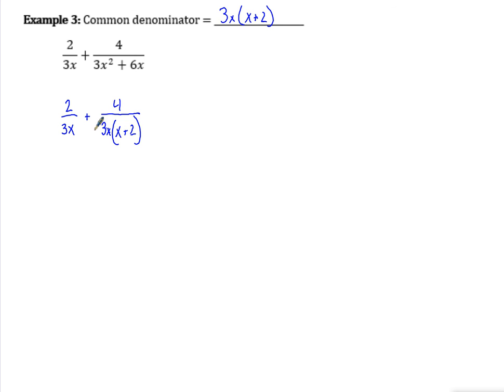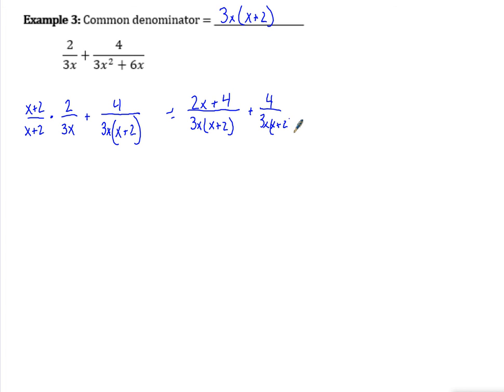So this one is good. This one just needs to be multiplied by x plus 2 on the top and the bottom. All right, so on the top, I'm going to distribute this out. So 2 times x would be 2x. 2 times 2 would be 4. Okay, on the bottom, I'm going to leave it factored, 3x times x plus 2, because I just need a common denominator down there. And then the second fraction we didn't change at all, so this is 3x times x plus 2.